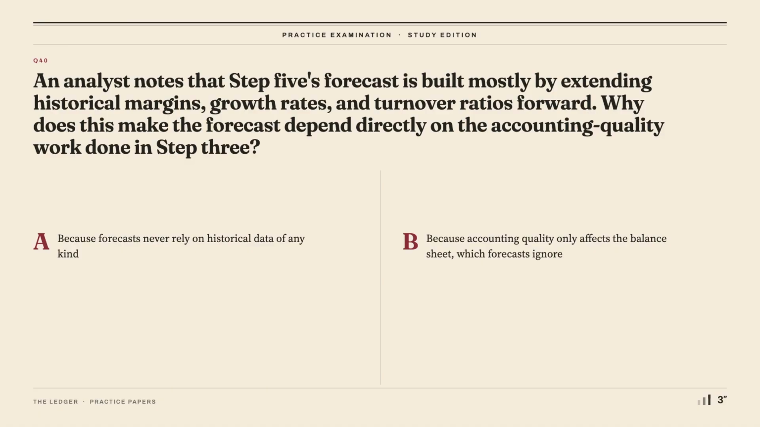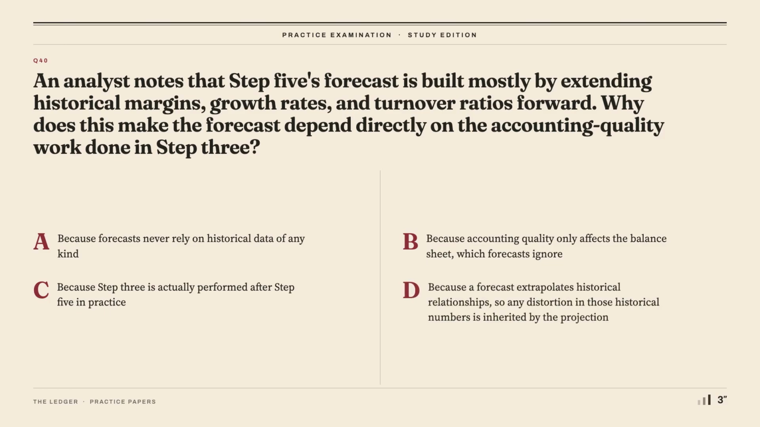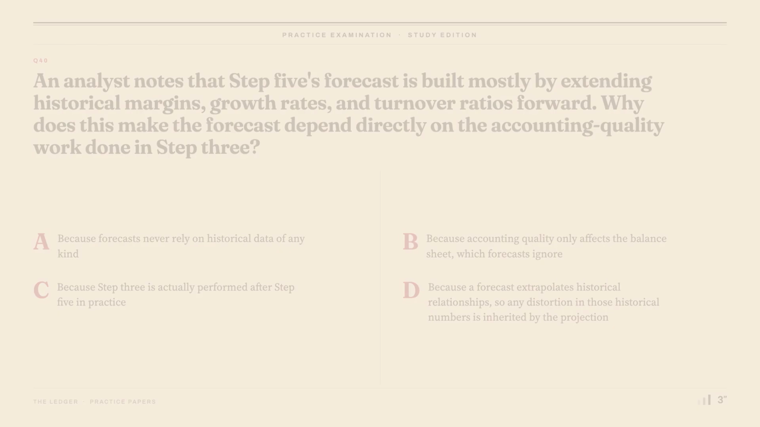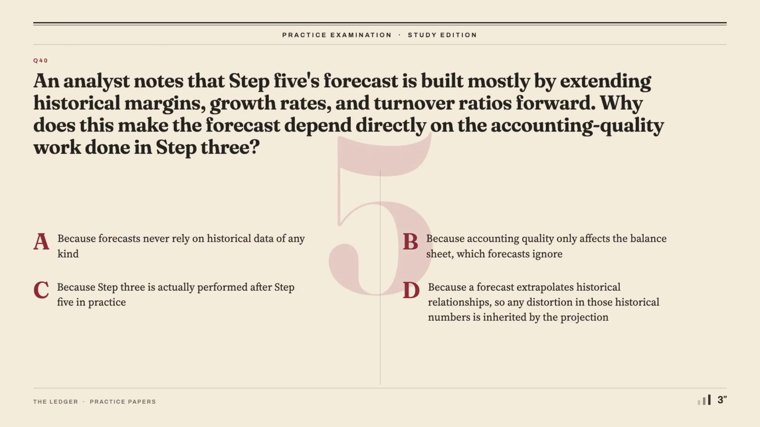B. Because accounting quality only affects the balance sheet, which forecasts ignore. C. Because Step 3 is actually performed after Step 5 in practice. D. Because a forecast extrapolates historical relationships, so any distortion in those historical numbers is inherited by the projection. Got a guess? Lock it in.